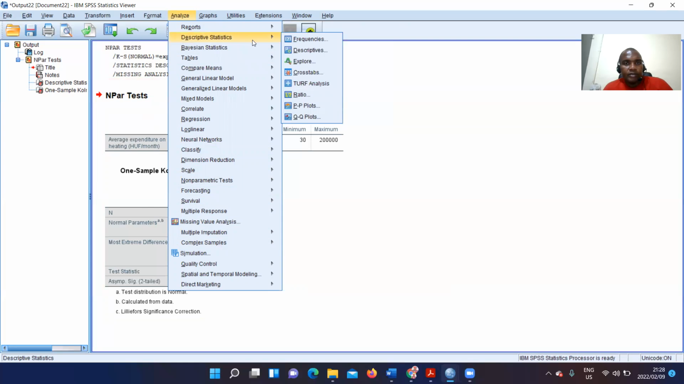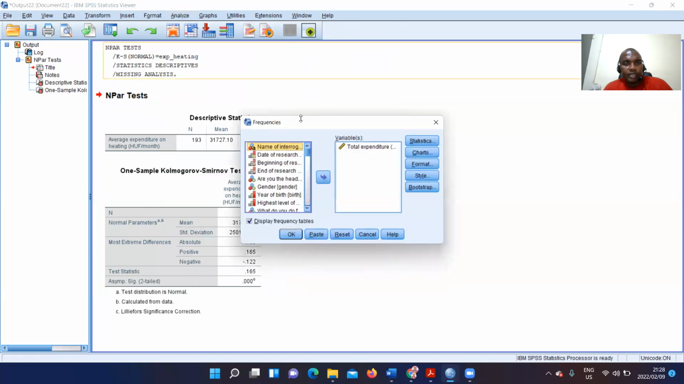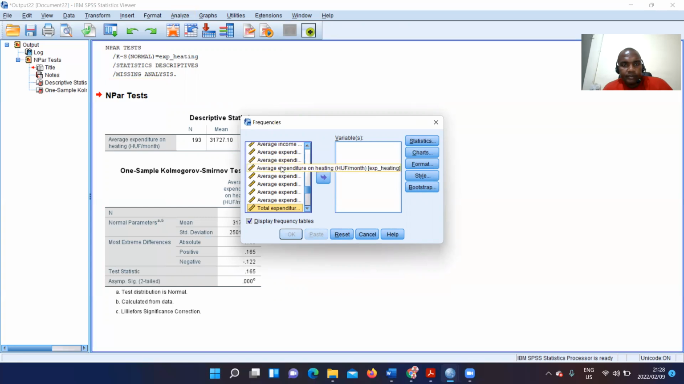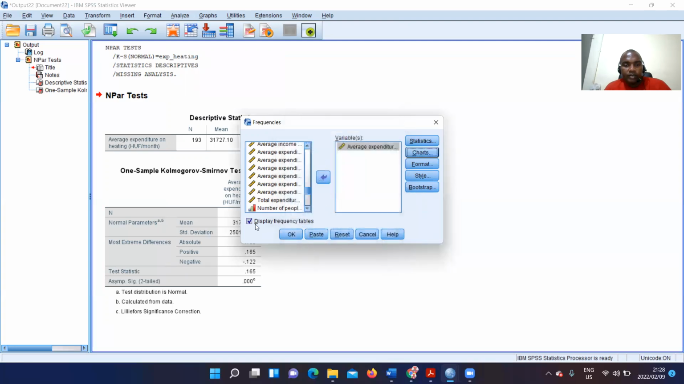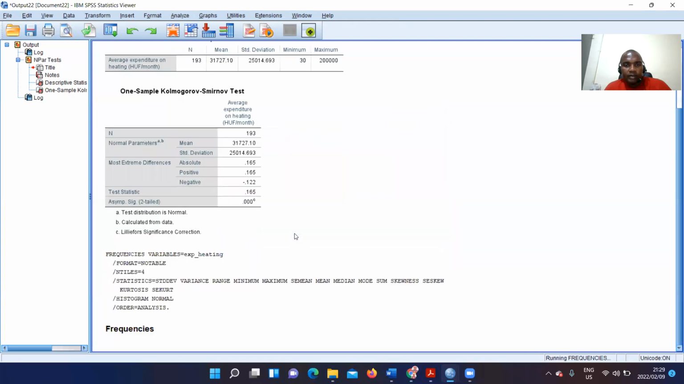We go to analyze, then descriptive statistics, and we go to frequencies. We take average expenditure on heating. And then we look at charts. We want to come up with a histogram showing the normal curve on the histogram. We continue. We click OK.